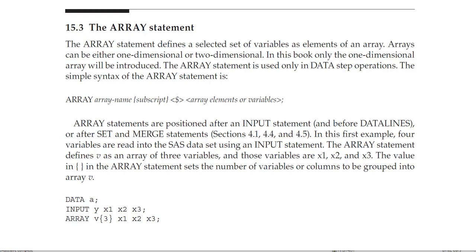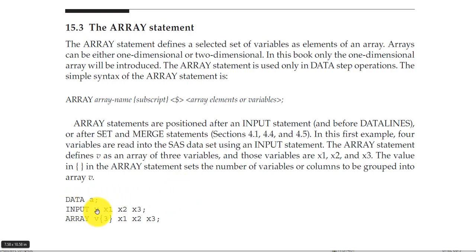Next is the array statement. The array statement also is contained inside the data step, and this allows us to create an array name, or a nickname if you will, for a collection of variables. The variables have either been previously defined or we define them for the first time in the array. They are positioned after an input statement and before data lines, or after set and merge statements if we have those. They also can be put inside do loops, just outside of a do loop, and we'll see how that works.